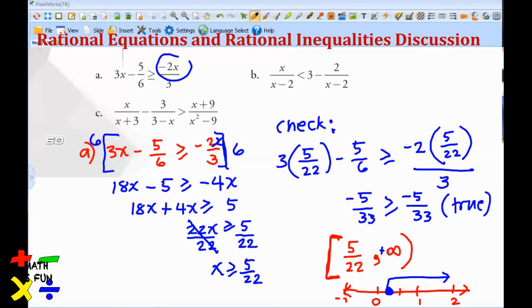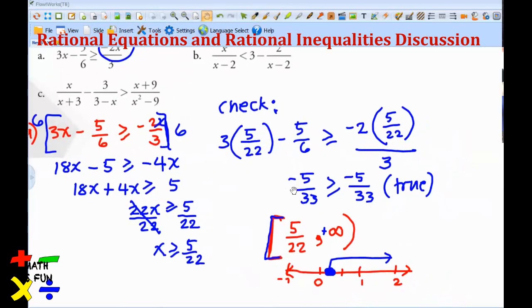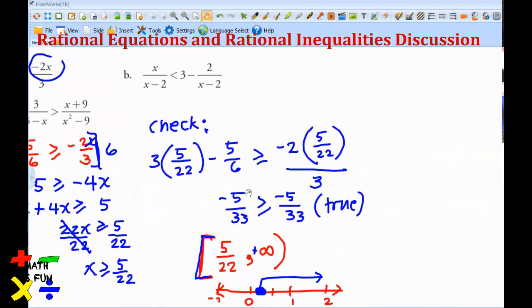Okay? And then this one means it is solid. When it is open, it is like this: parenthesis. Closed, this is a bracket. Okay? So it's the same thing on how to solve the rational inequality. So let us solve letter B. This is letter B.